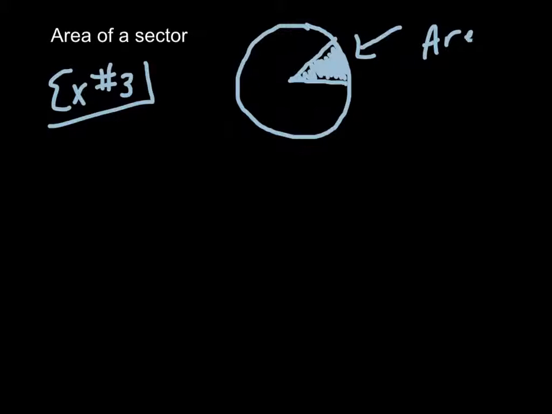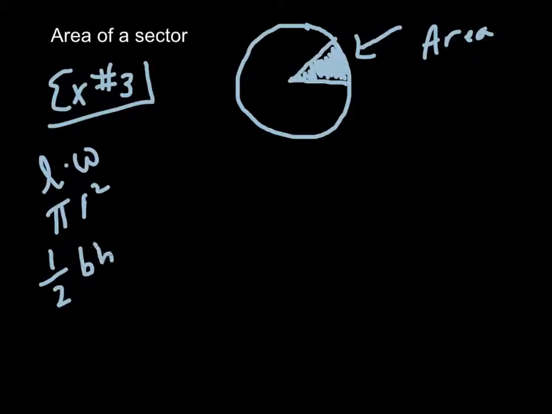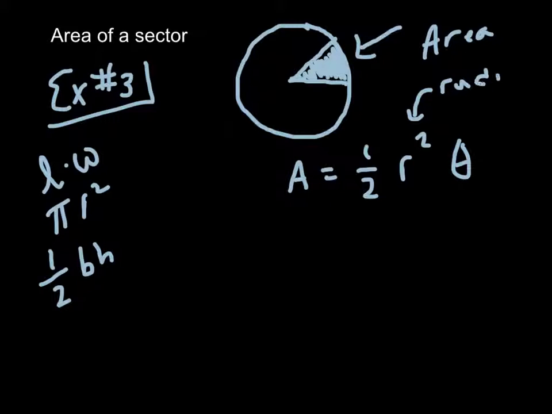That's an area problem. Well, area problems for rectangles is length times width. Area problems for circles is pi r squared. Area problems for triangles is 1/2 base times height. Well, for a sector, it also has an area formula. The area formula of a sector is 1/2 the radius squared times theta. Once again, r is radius, and theta is the angle measure in radians.